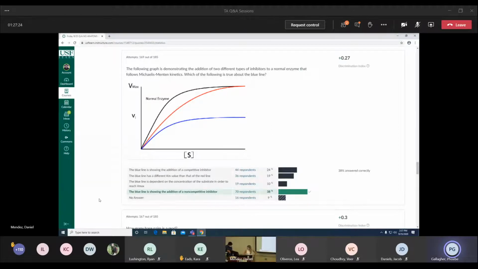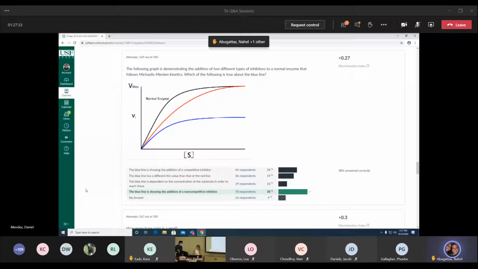So that's the end of mine. Does anyone have any questions about any of those? Phoebe? Yeah. Can you explain the difference between a non-competitive inhibitor and an allosteric inhibitor?